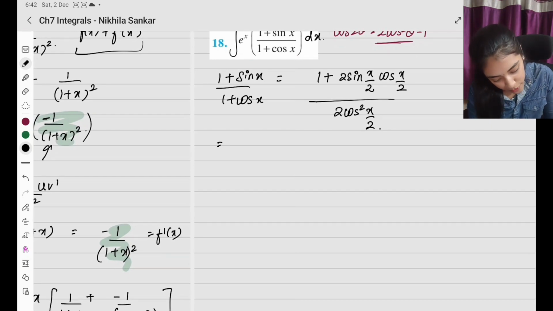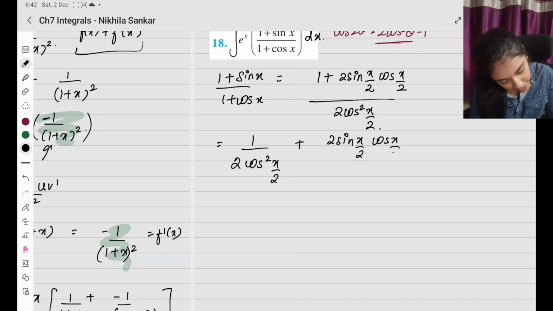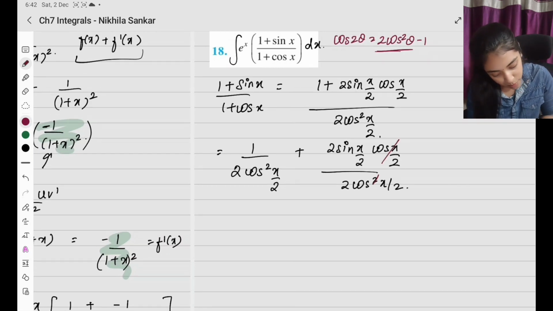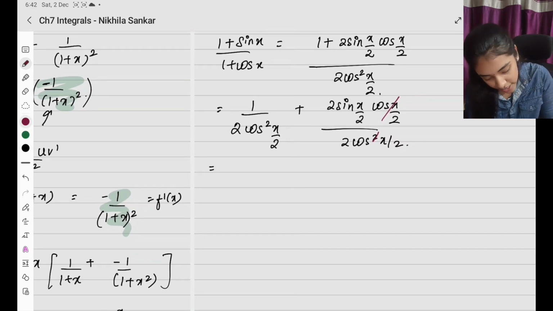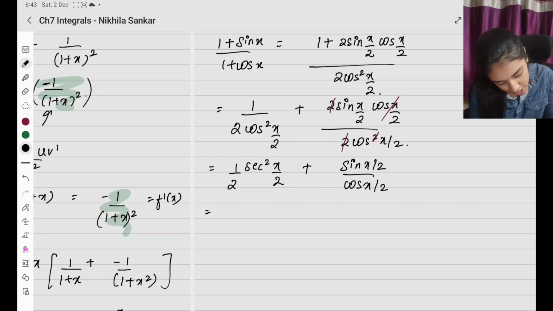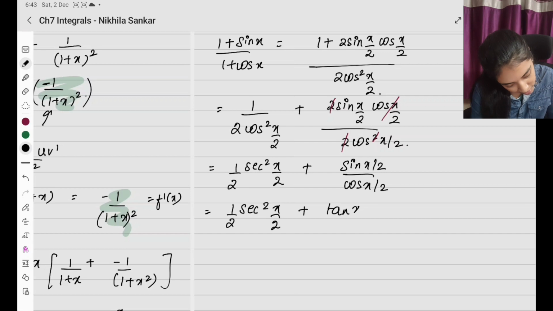So this I can basically split as 1 divided by 2 cos square x by 2, plus another term, 2 sin x by 2 cos x by 2 divided by 2 cos square x by 2. So I can cancel one cos x by 2, and the 2 cancels as well. So I have 1 by 2 secant square x by 2, since 1 by cos is secant, plus sin x by 2 divided by cos x by 2. So this is half secant square x by 2 plus tan x by 2.